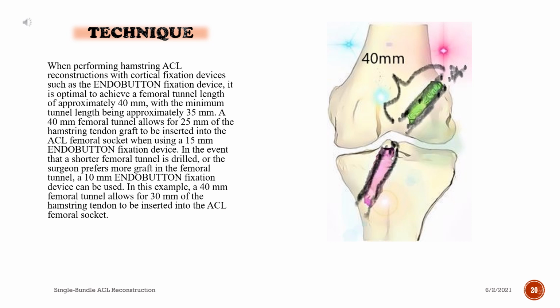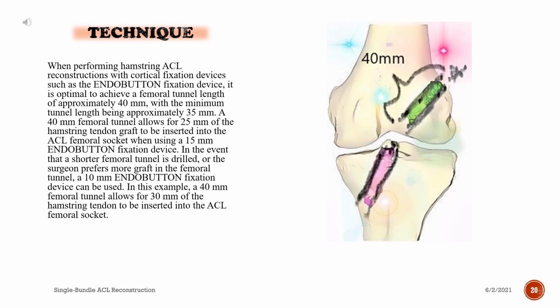When performing hamstring ACL reconstructions with cortical fixation devices such as the EndoButton fixation device, it is optimal to achieve a femoral tunnel length of approximately 40 mm, with the minimum tunnel length being approximately 35 mm. A 40 mm femoral tunnel allows for 25 mm of the hamstring tendon graft to be inserted into the ACL femoral socket when using a 15 mm EndoButton fixation device.